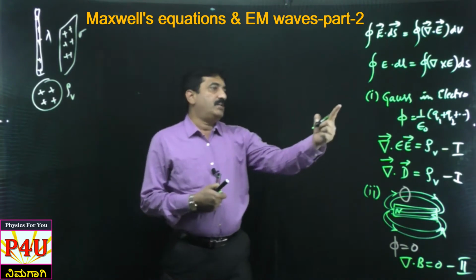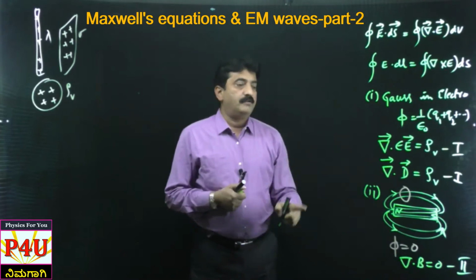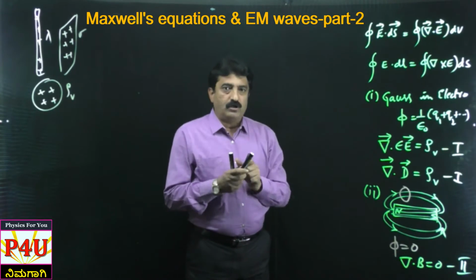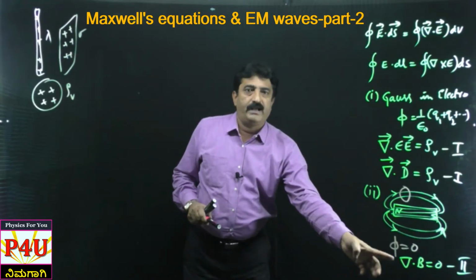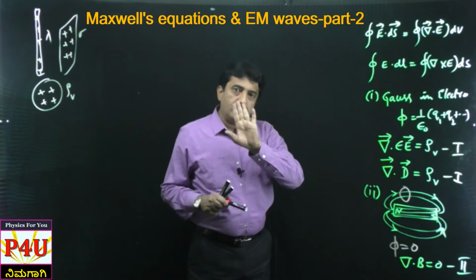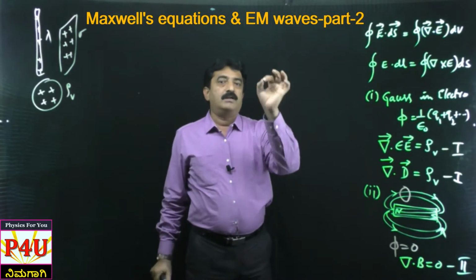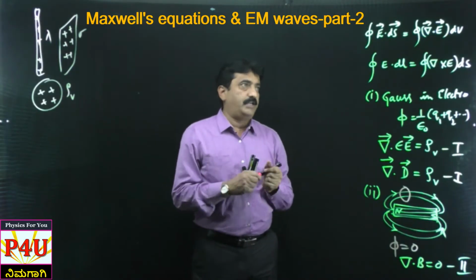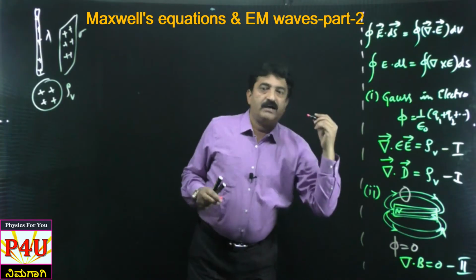So first equation is from Gauss theorem in electrostatics. Second equation is from Gauss theorem in magnetism. Are you following? Yes, I think you are following. So you need not worry about how these equations are derived. Not necessary. Nobody will ask you to derive Maxwell's equations. They will only ask you to list the Maxwell's equations. Give Maxwell's equations, no derivation. Well, first part is over. 2 equations I have written.